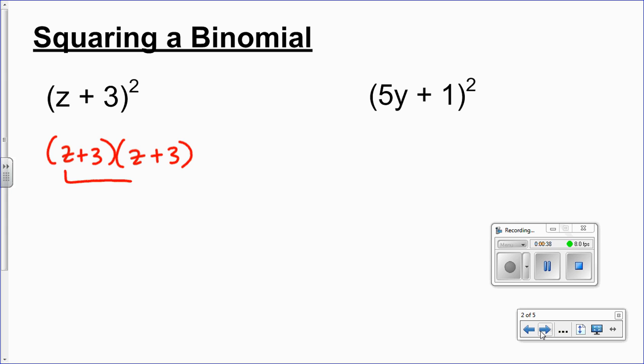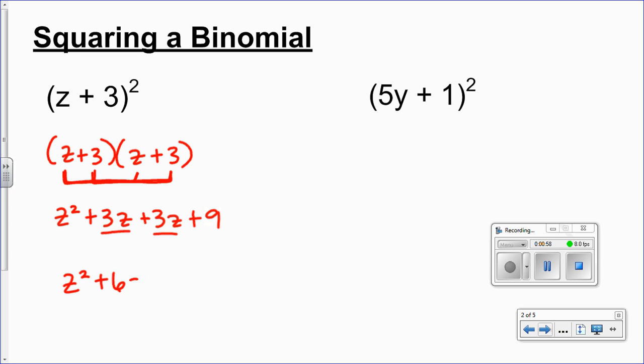So z times z is z squared. Z times 3 is 3z. 3 times z is also 3z. And then 3 times 3 is 9. Combine your like terms, so you get z squared plus 6z plus 9.